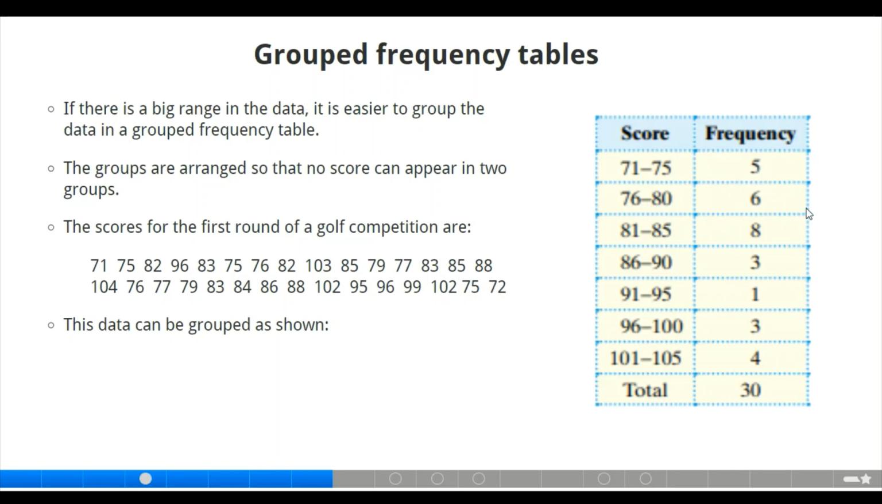For 76 to 80, we have 6. 81 to 85, we have 8. 86 to 90, we have 3. 91 to 95, we have just 1. So let's quickly check 91 to 95. Okay, it's only 95 that we have. No wonder we have 1. From 96 to 100, we have 3. From 101 to 105, we have 4. That's 103, 104, 102, and another 102. That's also 4. Okay, and that's how we can group our frequency.